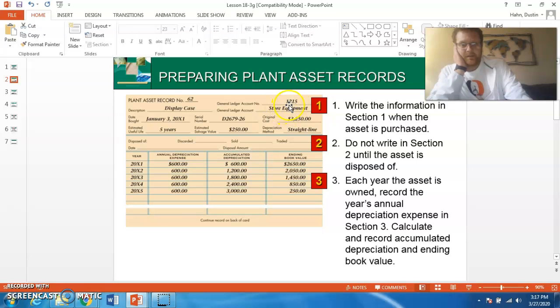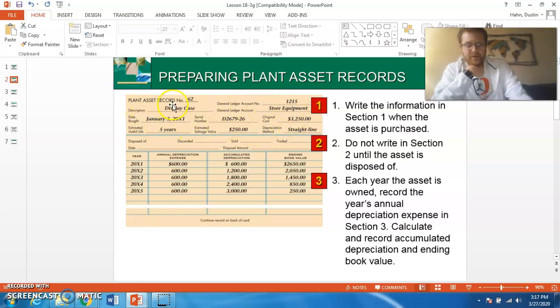Store equipment is 1215. Here's when you bought this display case, January 3rd. The serial number, and this is how much you ended up paying, the original amount, $3,250. We are estimating it for 5 years, and the estimated salvage value was $250. Depreciation method is straight line. We have used this example already once early in the chapter.